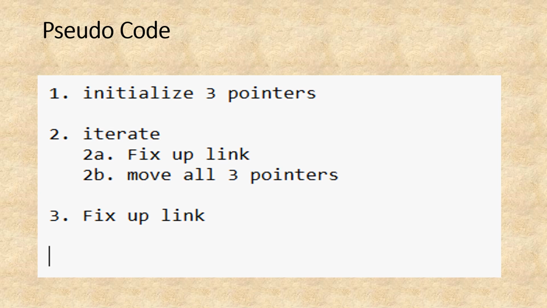Now we construct the pseudocode from the basic operations. In the basic building blocks, we initialized the 3 pointers, and then we did an iteration where the first step was to fix up the link between the current pointer and the previous pointer, and the next step was to move all the pointers to the right, and again outside the loop we had to fix up the solitary link that existed. This summarizes the pseudocode, and now we will see how to translate the pseudocode into code.